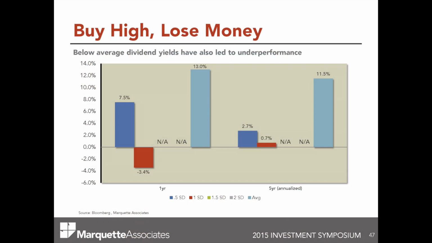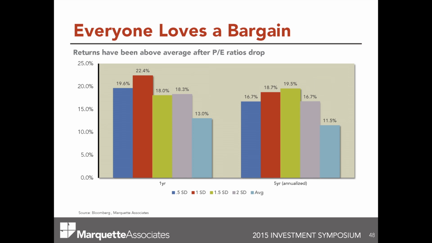Now, what about when PE ratios are below average? Is there attractive buying opportunities there? Well, I've already given away the result because everyone loves a bargain, as the title suggests. Here are your returns. Half a standard deviation, 1, 1.5, and 2, okay? So kind of no matter what measure you are in terms of cost relative to averages, when the market appears cheap, your returns trump the average by quite a bit. All those returns approach 20%.